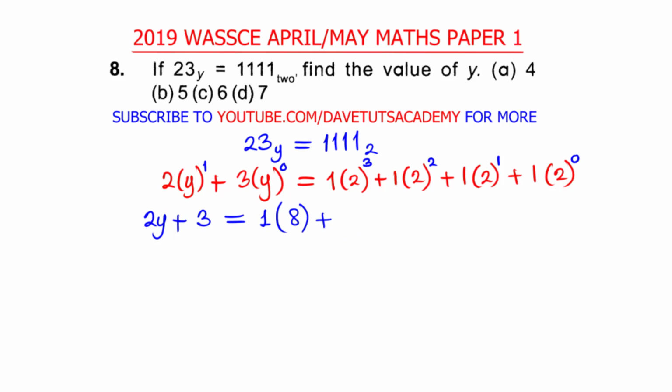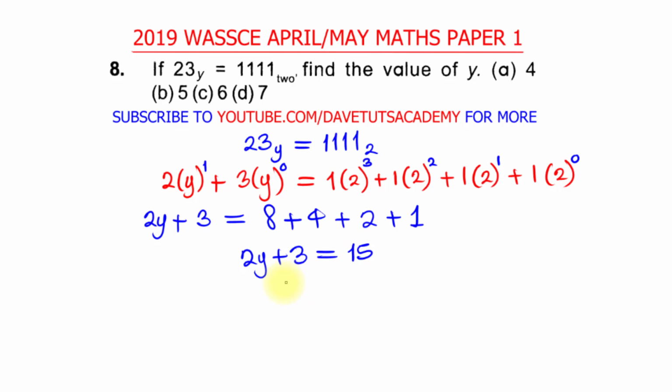So I can just multiply that out. Let me rewrite that. 2 raised to power 3 is 8, 8 times 1 is 8, plus 2 raised to power 2 is 4, 4 times 1 is 4, plus 2 raised to power 1 is 2, 2 times 1 is 2, plus 2 raised to power 0 is 1, 1 times 1 is 1. So we can say we have 2y plus 3 is equal to 8 plus 4, that is 12, plus 2, that is 14, plus 1, that is 15.